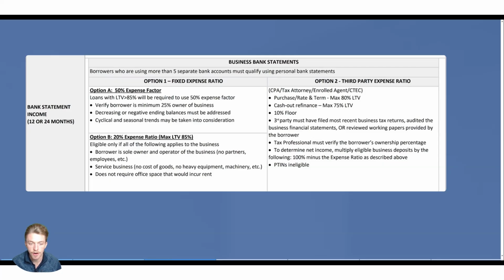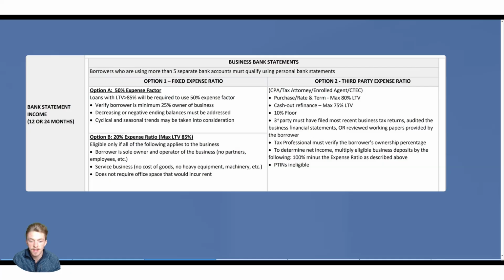Any decreasing or negative ending balances will be addressed. This is kind of a no-go when it comes to bank statement loans, but as long as we can address it, it shouldn't be a big deal as long as you're continuously bringing in that income. Also, any seasonal trends your business might have will have to be taken into consideration as well.